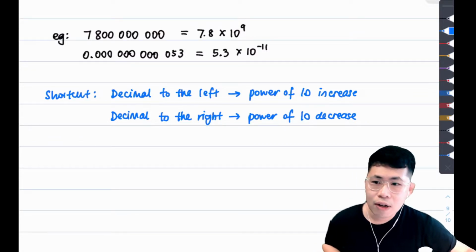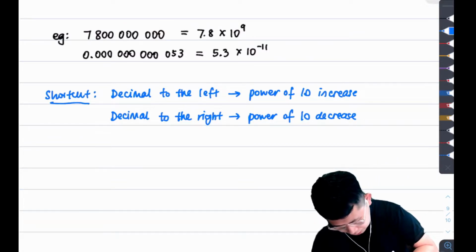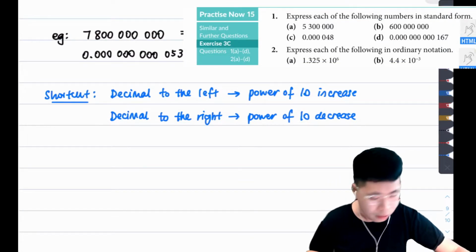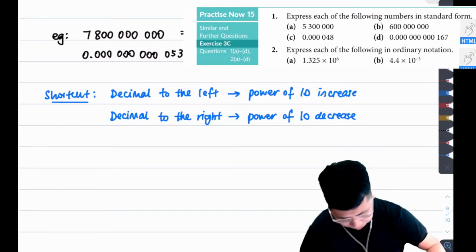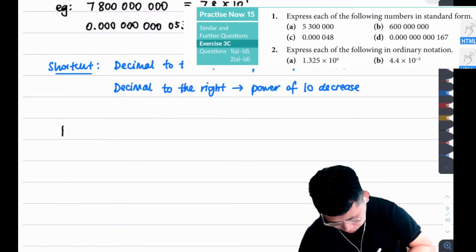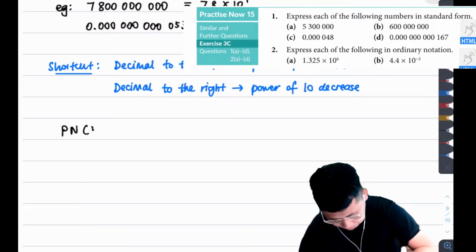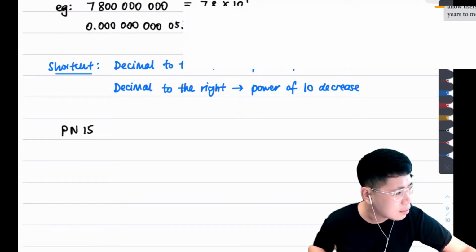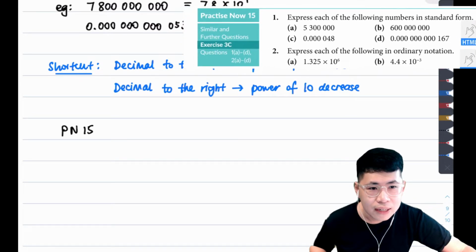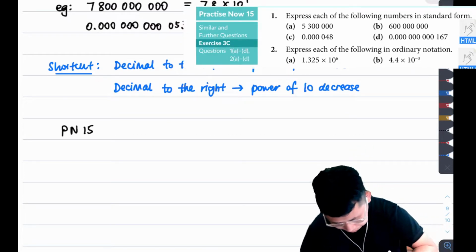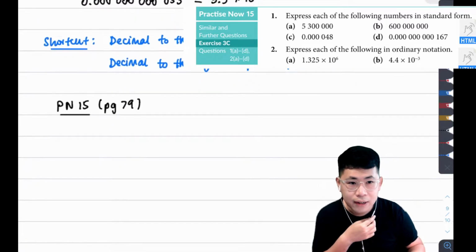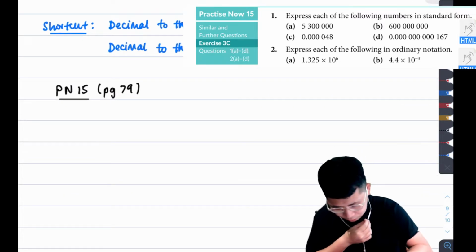Okay, alright, so with that in mind, let us go on to the next portion, which is our practice now 15 in the next page. Okay, so practice now 15. Sorry, what page was this? 79. Okay, page 79. Okay, so with this, let us take a look at 1.